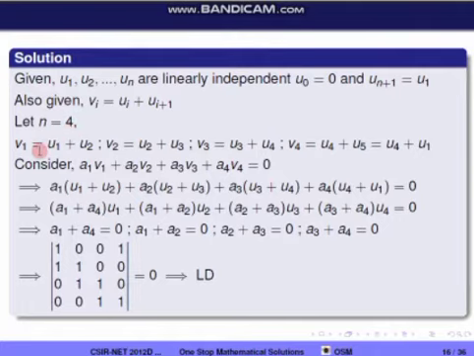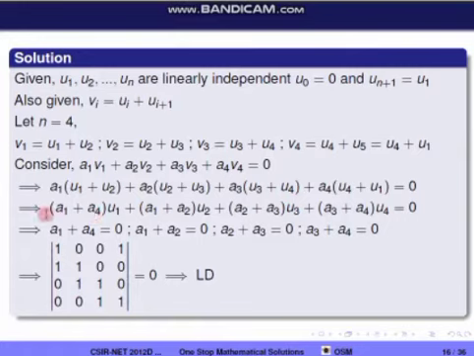So v1 is equal to u1 plus u2, v2 is equal to u2 plus u3, v3 is equal to u3 plus u4, v4 is equal to u4 plus u5, and u5 is u1 because u(n+1) is equal to u1. So this is equal to u4 plus u1. So consider a1 v1 plus a2 v2 plus a3 v3 plus a4 v4 equal to 0. So now substitute v1, v2, v3, v4. So we'll get this equation.